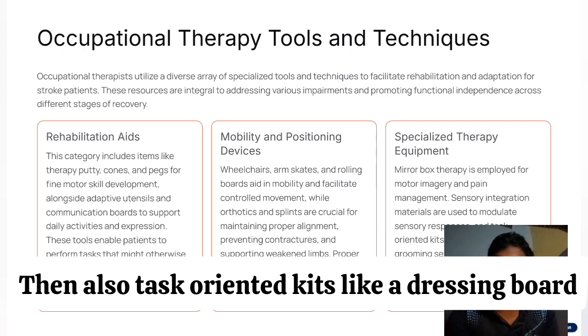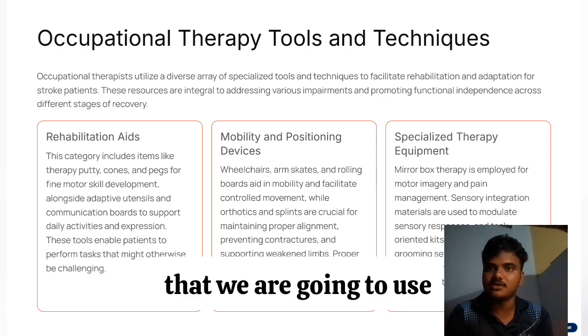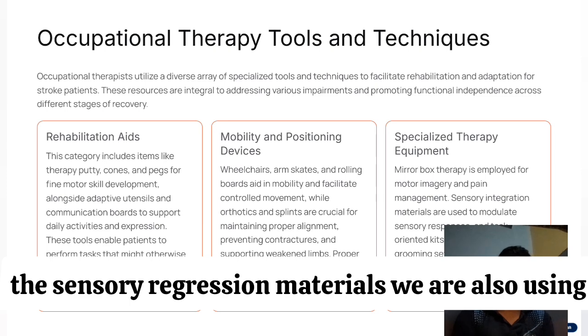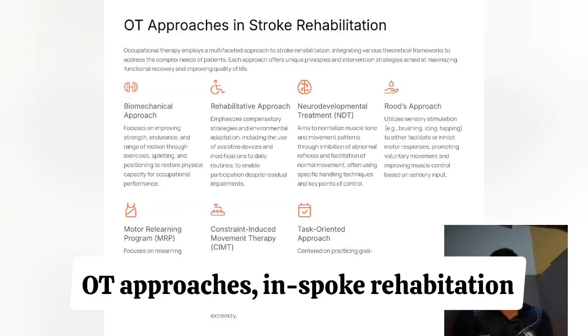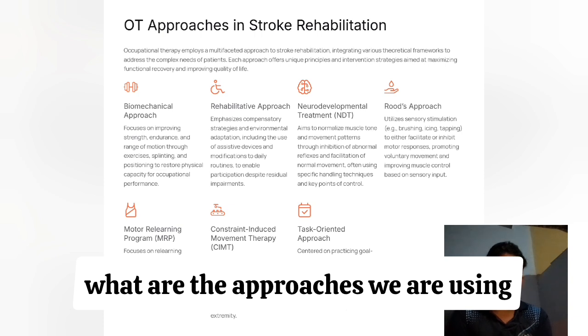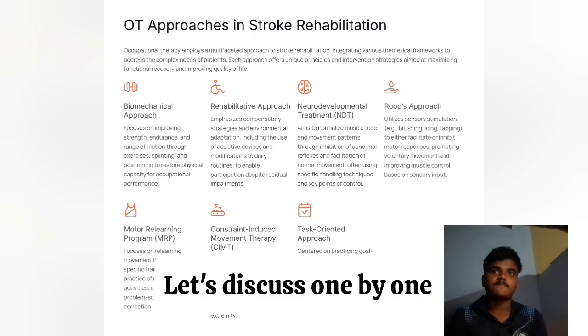Okay, then also task-oriented kits like a dressing board and grooming set, we are going to use. And sensory integration materials we are also using. Okay, OT approaches in stroke rehabilitation. What are the approaches we are using? Let's discuss one by one.